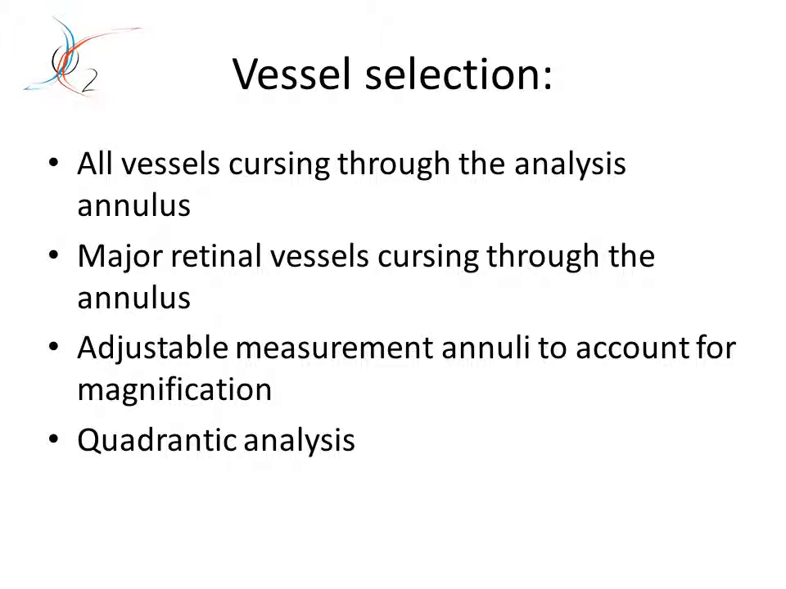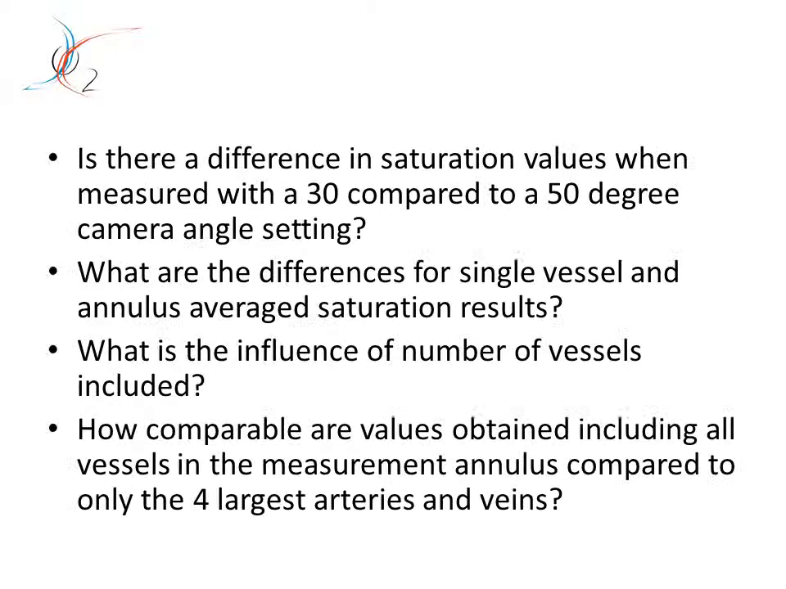Now, the other thing is, what vessels do we want to select? Are we using all the vessels that course through the analysis annulus? Are we just using the major arcades? Are we having any adjustable annulus so that we can account for magnification if we, for example, have a highly myopic eye? So there are various approaches. Then there is the quadrantic approach, to take information just from different quadrants. But each and all of them have their little problems.